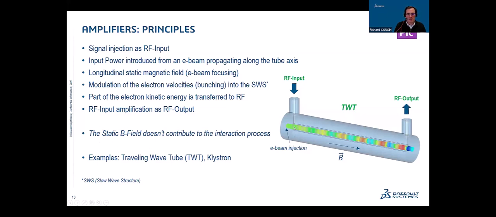Keep in mind that the static B field that we have to apply in this condition is only there to focus and maintain the electron beam along the tube axis, but the static B field doesn't contribute to the interaction process.